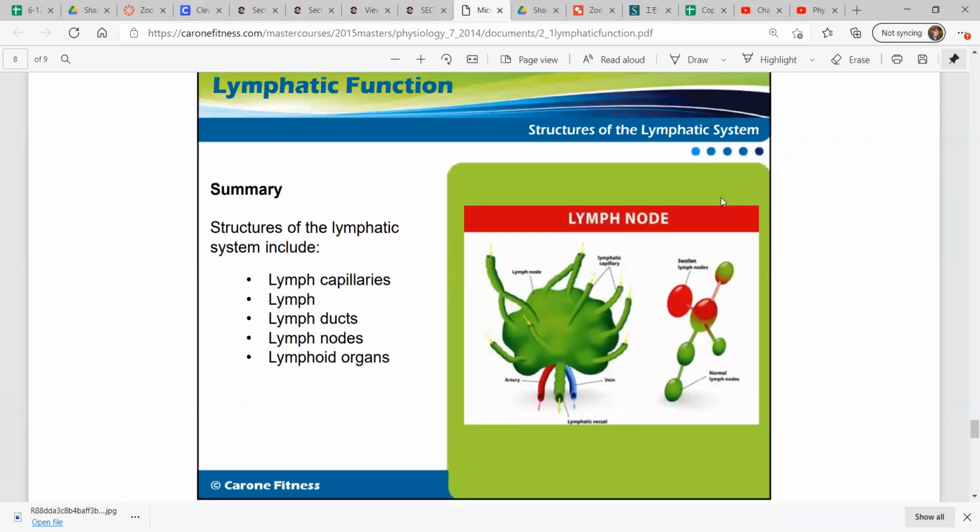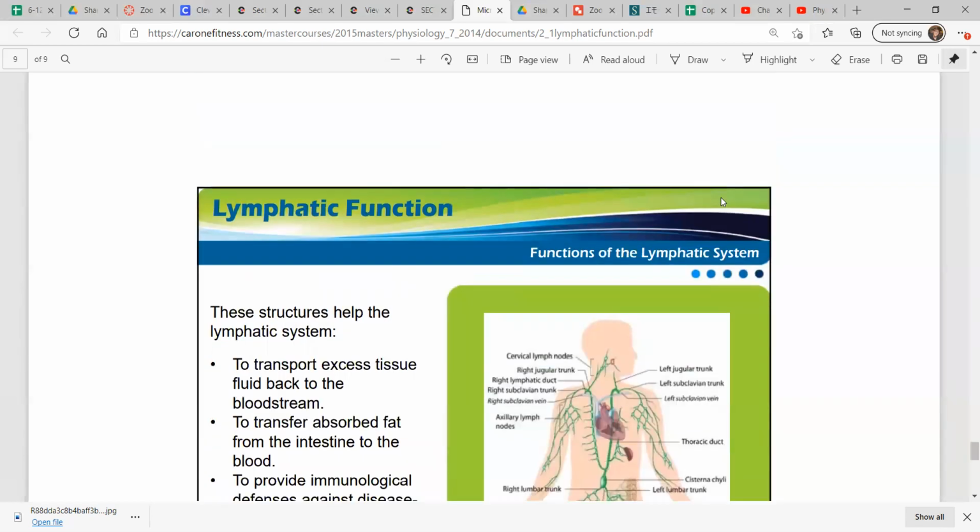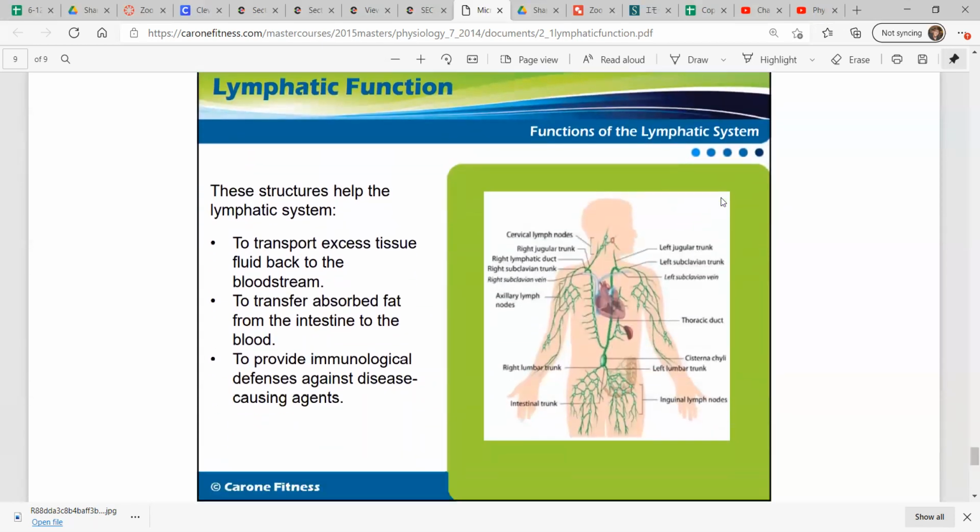In summary, structures of the lymphatic system include lymph capillaries, lymph ducts, which are slightly larger than capillaries, lymph nodes, and lymphoid organs. And all of these structures help the lymphatic system complete its three main objectives: to transport excess tissue fluid back to the bloodstream, transfer absorbed fat from the intestine to the blood, and to provide immunological defenses against any disease-causing agents in your body.